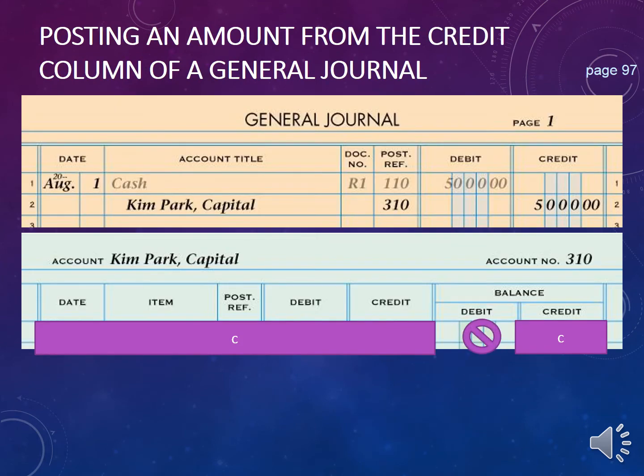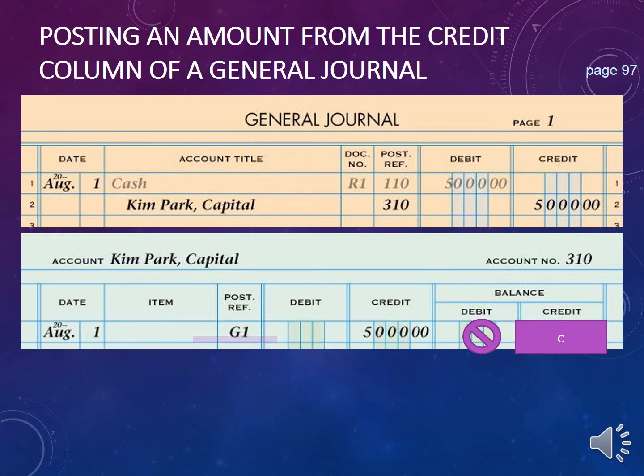Now, we will learn how to record a credit amount in the general journal and learn how to post it into the general ledger. Looking at the second part of transaction 1 on line 2, we will see that we need to credit Kim Park Capital for $5,000. So we will go to our general ledger account, find Kim Park Capital, and then we will start recording this transaction from the general journal to the general ledger.